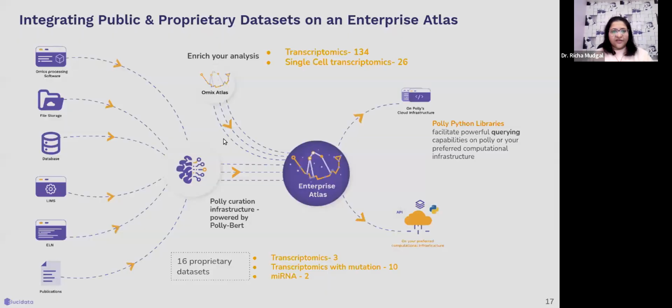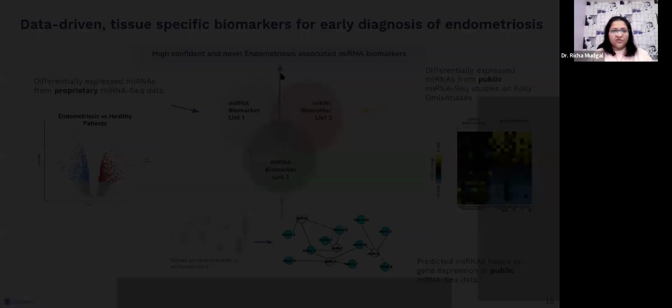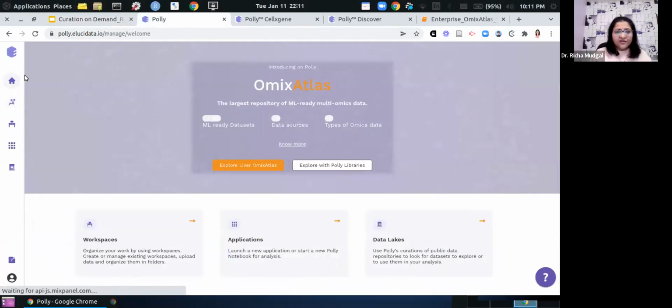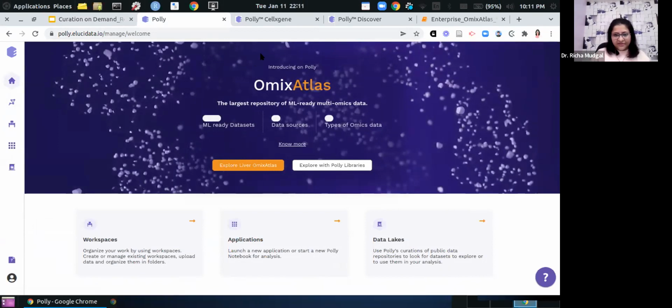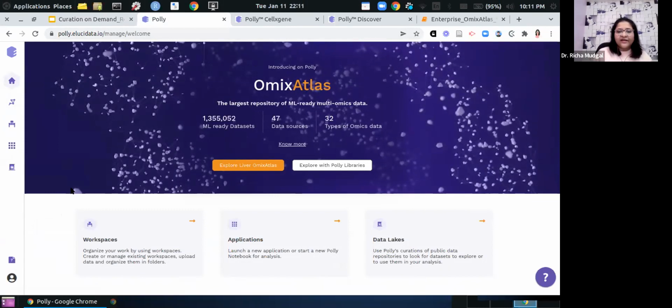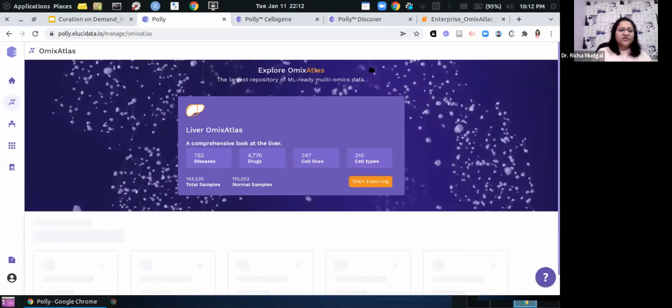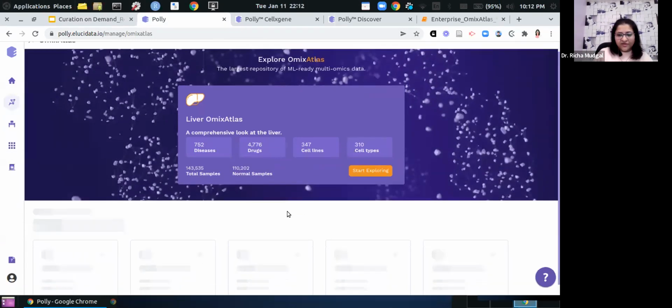So I would now shift gear and take you through the demo of the Polly platform itself. This is the Polly platform that we have developed at Elucidata. Largely, it has the works. We help you organize your data into workspaces. We have built web apps as well to work on your data sets, and the data that we curate for you gets stored in an omics atlas format. Also, the data that we curate from public sources gets collated into an omics atlas here.